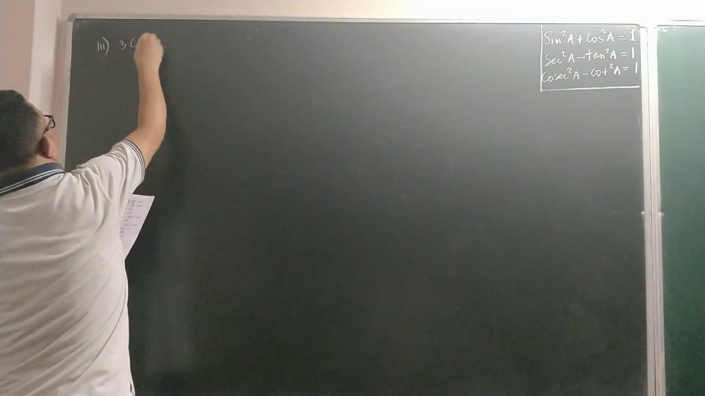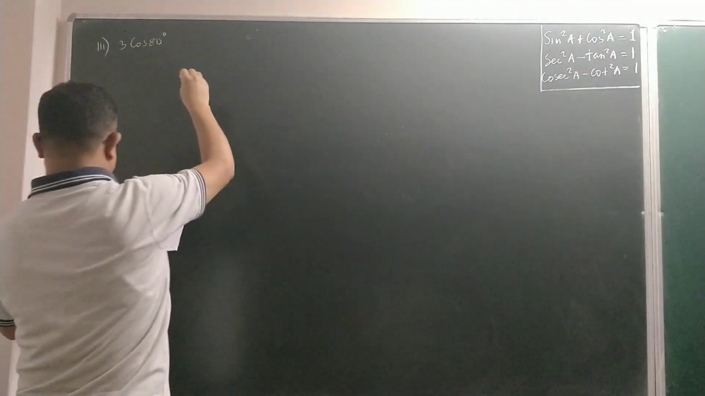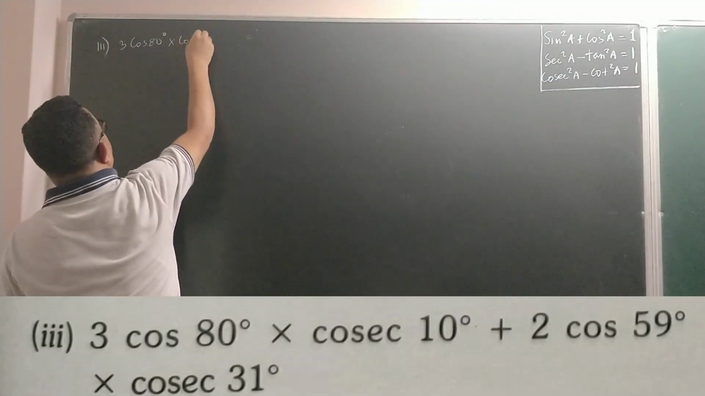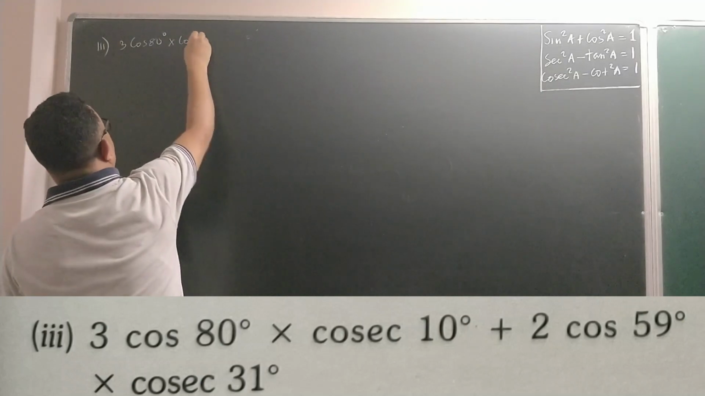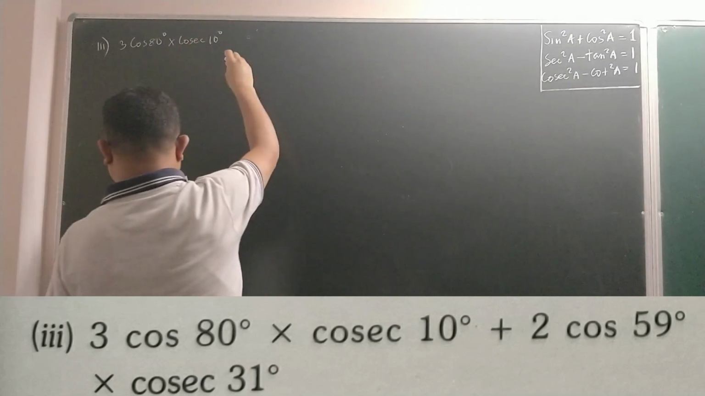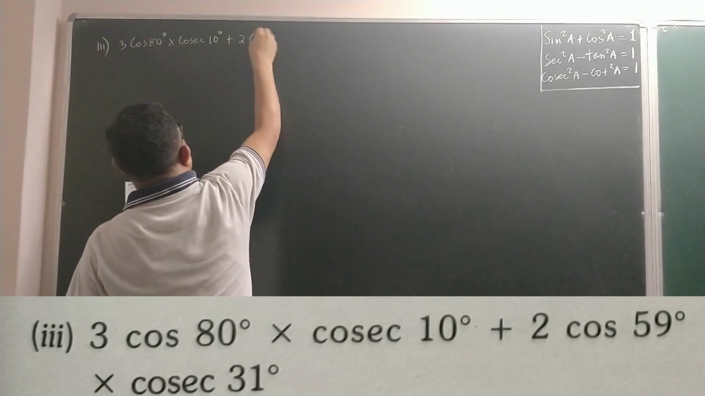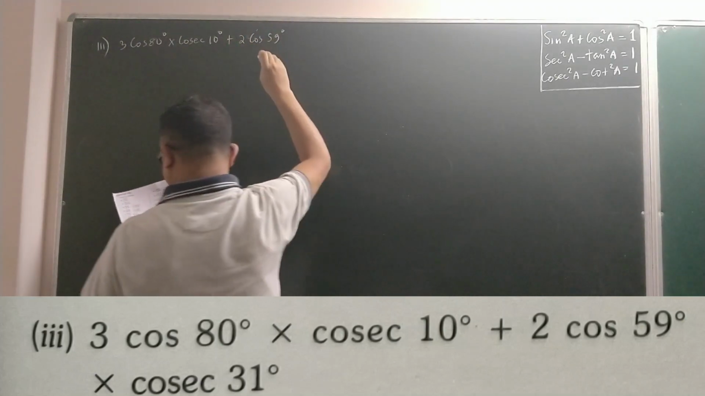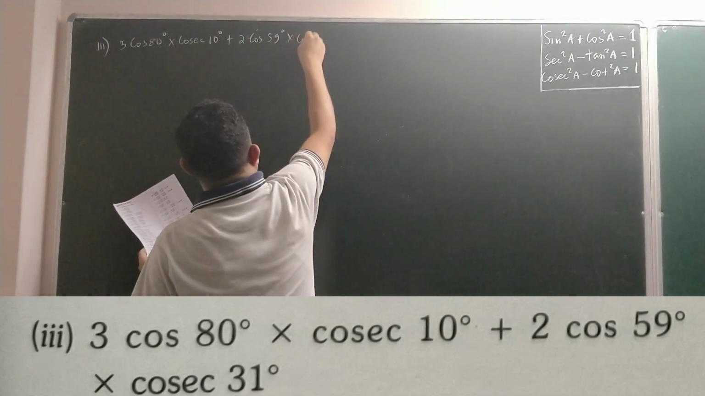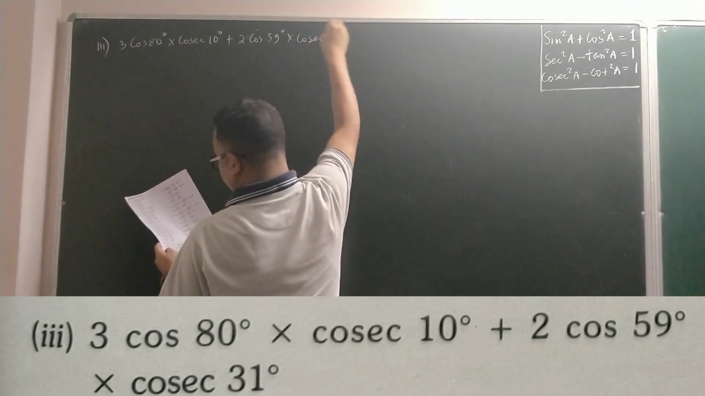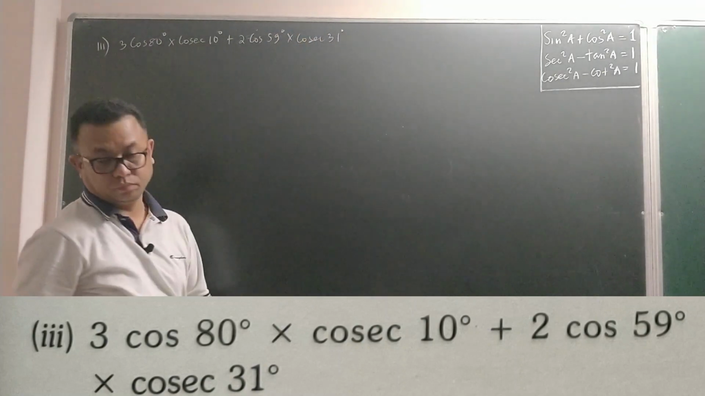Okay, so this is question number 3.3. It is 3 cos 80 degree into cosec 10 degree plus 2 cos 59 degree into cosec 31 degree. Okay.